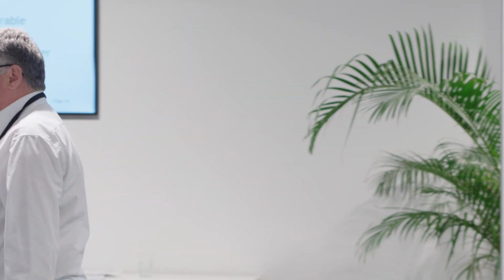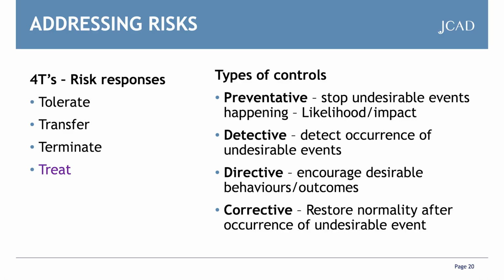I guess most of us, if not all of us, are familiar with an approach to managing a risk. We can tolerate the risk, I accept it. We can transfer risks maybe through insurance or contract. We can terminate a risk by not actually undertaking the objective that gives rise to the risk, or we can treat it. So those are known as the 4 T's, and within treat there are 4 different types of controls.